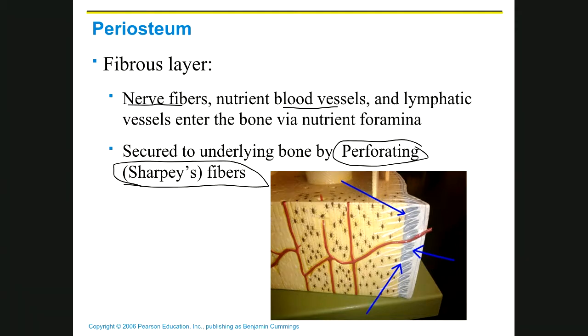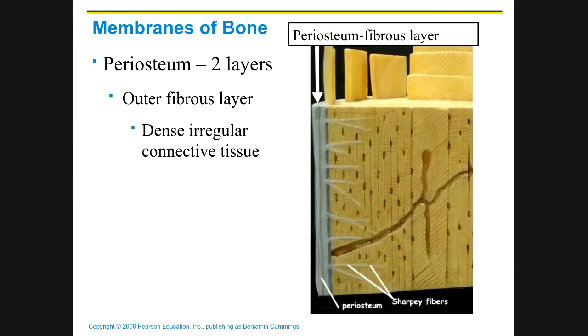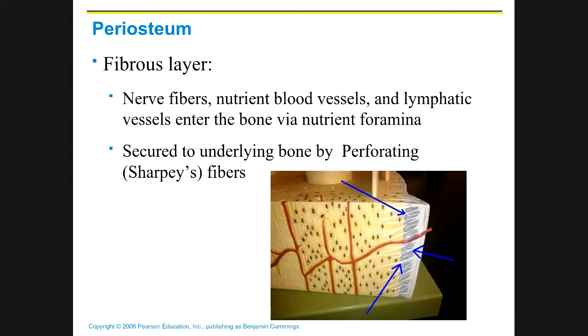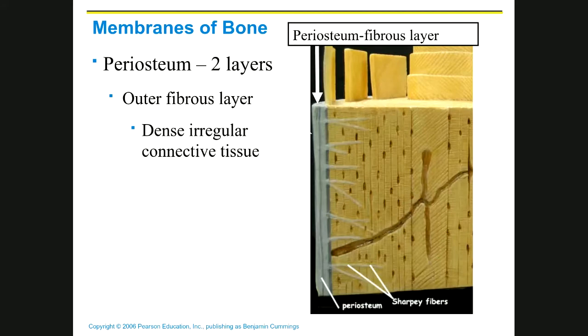So if we blow that up and look at it, we can see here those perforating or Sharpey's fibers. And then here's our periosteum. Well, look, the periosteum has two layers to it. If we go back to this other picture, even here you can see two layers. So there's a layer out here, but there's also a layer next to the bone right here.